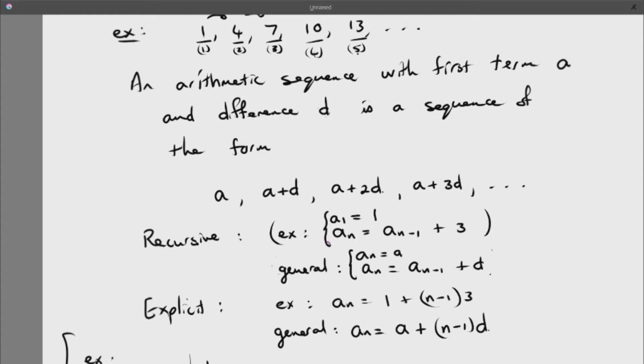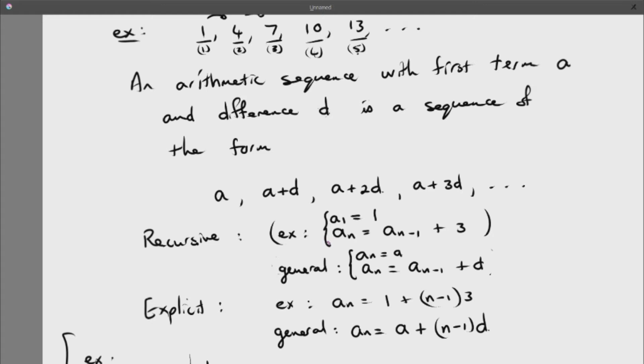Any questions on what you see on the screen there? Yeah. So recursive has a starting point. Yeah, because it's only telling me how to go from one to the next. Okay. So I need to know where to start to get things rolling. And explicit, can you just describe that?